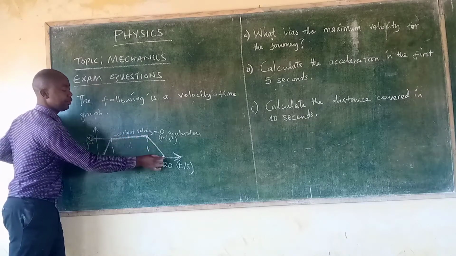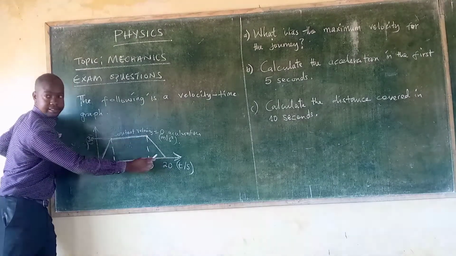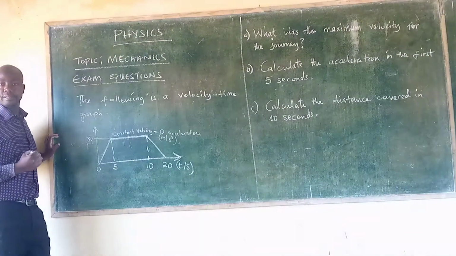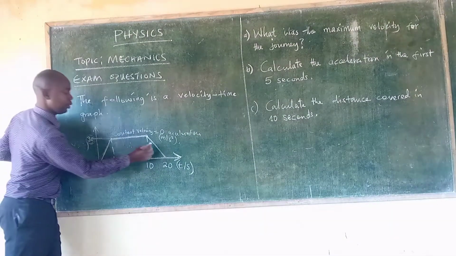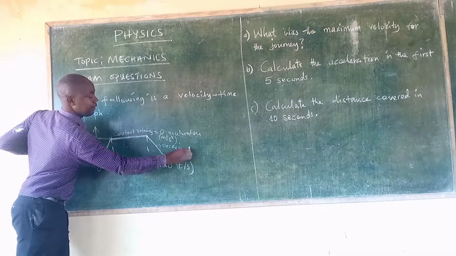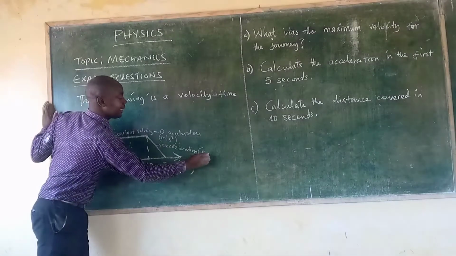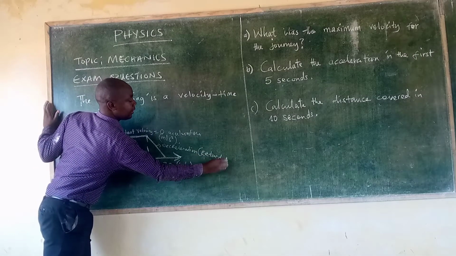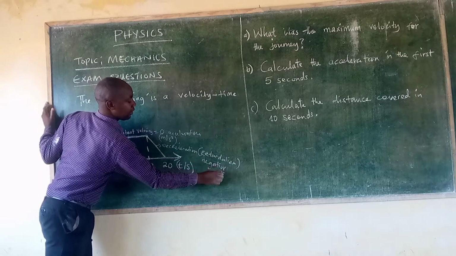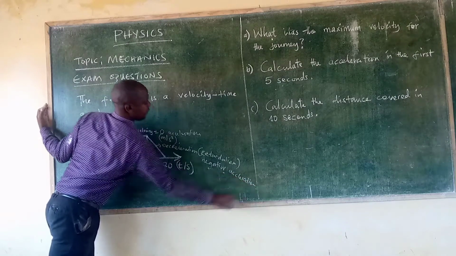And from this point to this point, what is happening here? The velocity started to decrease. We call this deceleration. So this part is showing deceleration. The other term we can use for deceleration is retardation, or negative acceleration.